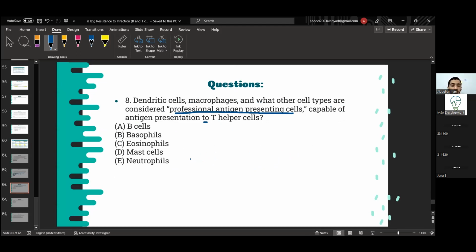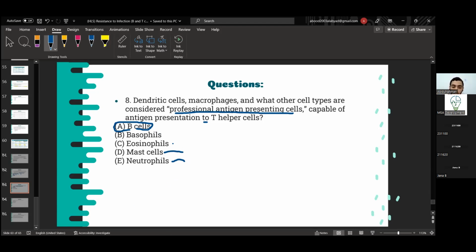You guys are right. The answer is A, B cells. Oh, there was an E, neutrophils. It's pure memorization or recall. Okay, so for neutrophils, what do they do? Neutrophils phagocytose, or take in the organism and destroy it. Since they're destroying it, they're not really presenting antigens.